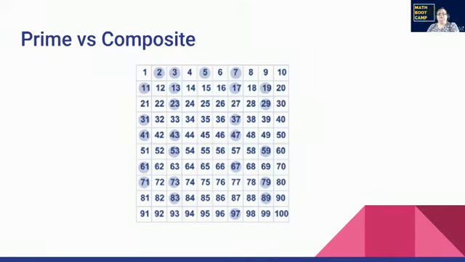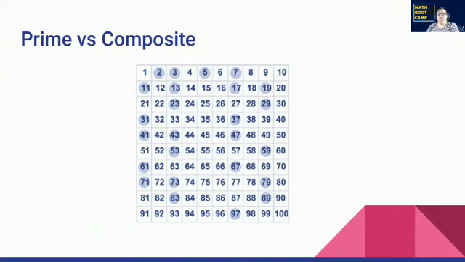Let's talk about prime numbers versus composite numbers. Prime numbers are numbers that are only divisible by themselves and 1. So can you think of a number that you can only divide evenly by itself? How about 7? Can I divide 7 evenly by 2? No. By 3? No. By 4? No. 7 is only divisible by 7 and 1. So that makes it a prime number.